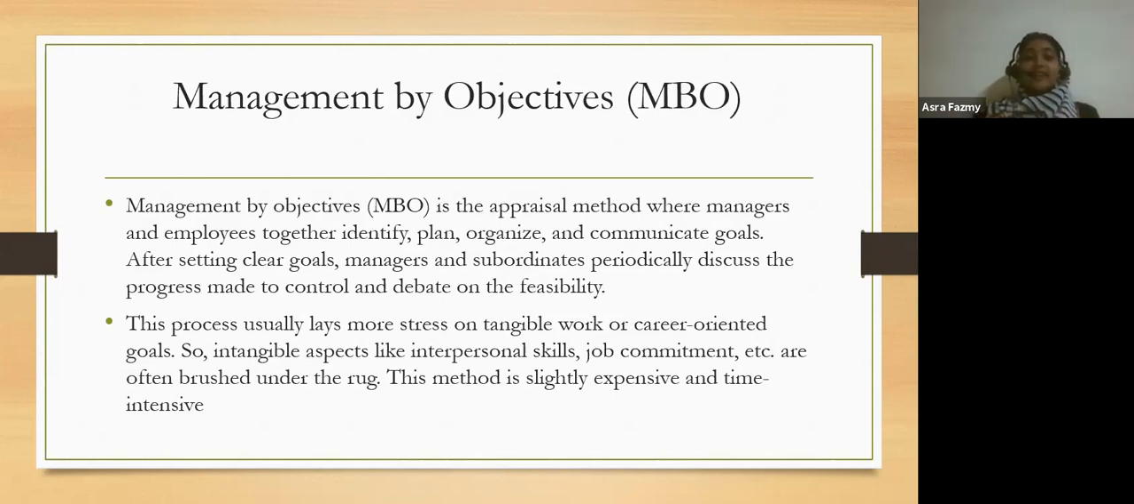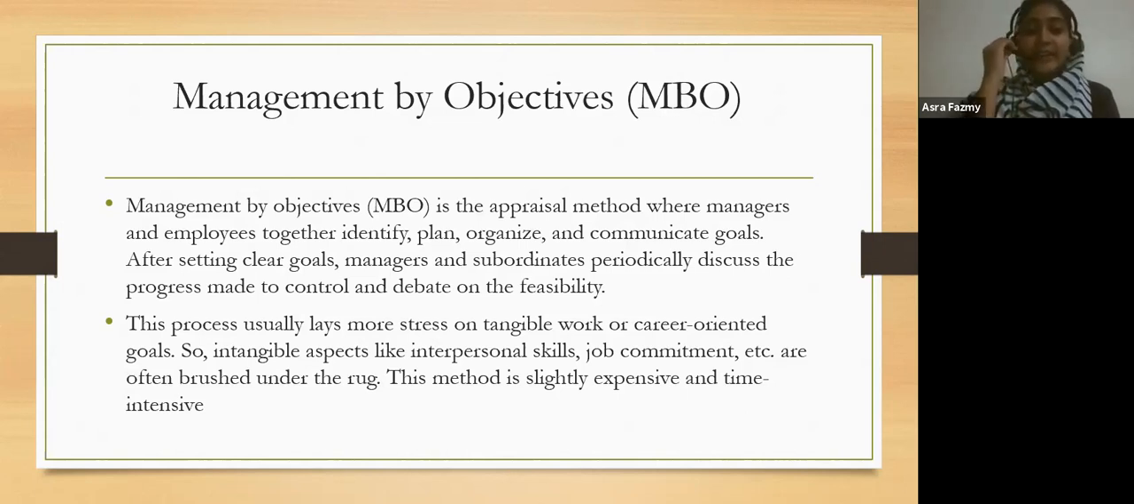So we'll discuss our progress, how we have progressed in the past few months to achieve our goal. If something has gone wrong, we can both definitely work on it and somehow achieve our goal, right? This process usually lays more stress on tangible work or career oriented goals. These goals are something where you can measure, basically, right?